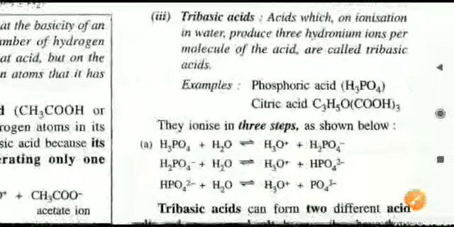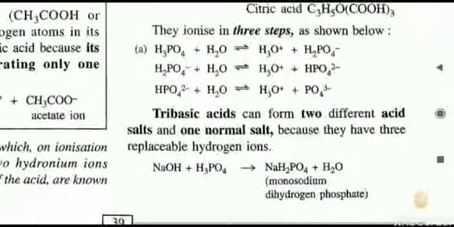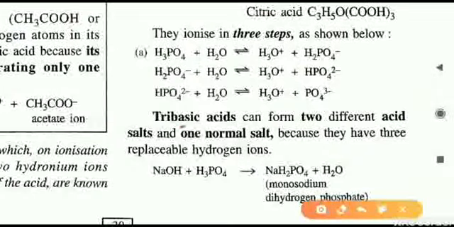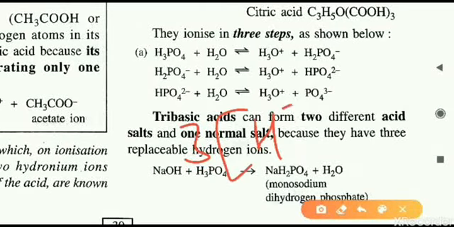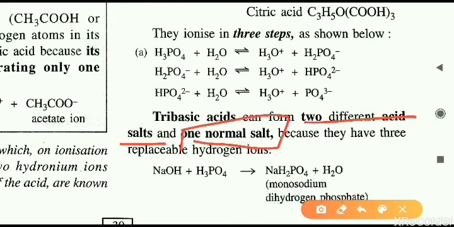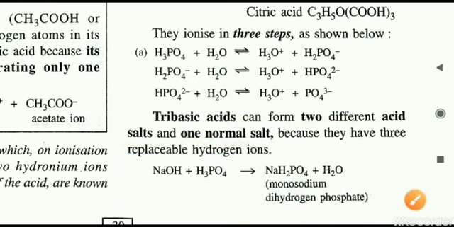In the case of tribasic acids, there are 3 H plus ions to release. Because 3 H plus ions are released, the reaction will proceed in 3 steps; it can ionize in 3 steps. In the first 2 reactions, they will produce acid salt. So two acid salts and one normal salt are given by tribasic acids. I hope it is clear to you.